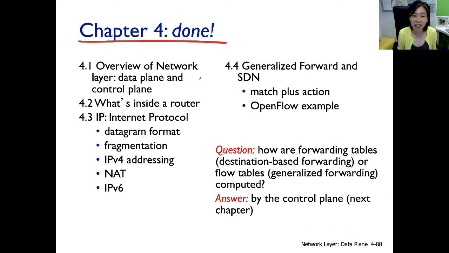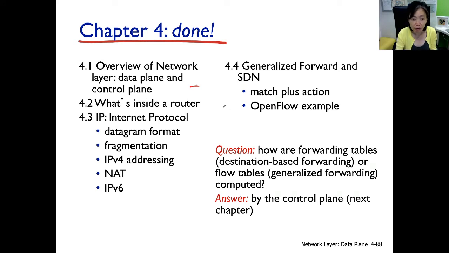Alright, so that's chapter 4. In the overview, we learned the separation of the control plane versus the data plane. Two models working in the control plane: the traditional one doing routing algorithm on each router, and the newer one running the routing algorithm centrally on a powerful server outside of the router. In the data plane, also two models: traditional destination-based forwarding versus the newer one, generalized forwarding.